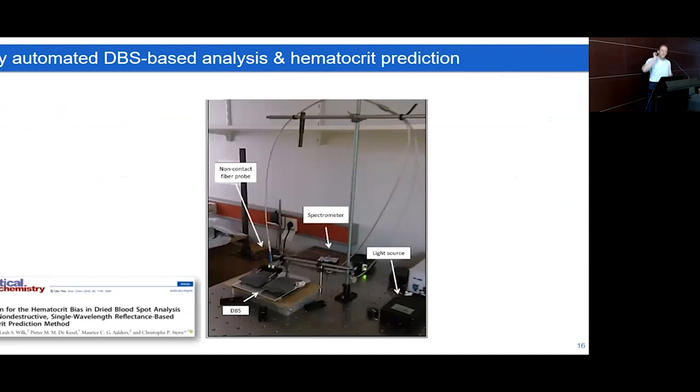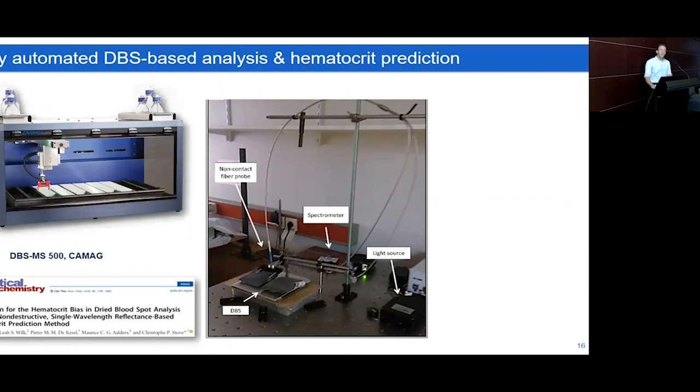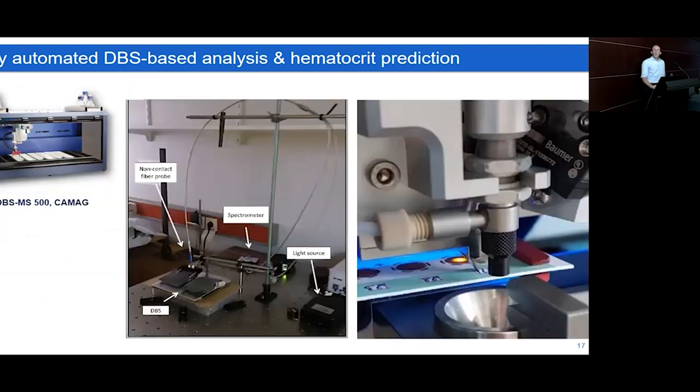This is the reflectance-based procedure that we initially set up, in collaboration with colleagues from Amsterdam. The dry blood spot card is sort of hidden over here, then you have the spectrometer, and the light is shined on it, and then you get to know the hematocrit. This has now been incorporated into an automated dry blood spot analyzer, which allows you to combine fully automated analysis of dry blood spots with hematocrit prediction. How it looks in the instrument is shown over here.